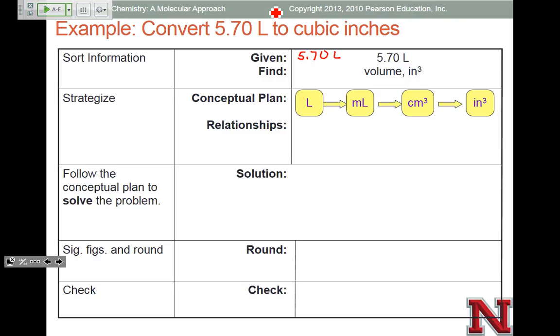So our conceptual plan, we can take our liters to milliliters, and then remember our milliliters, we can convert that really easily to centimeters cubed, because 1 milliliter equals 1 centimeter cubed, which is a really nice conversion to have. And then our centimeters cubed can be converted to inches cubed.